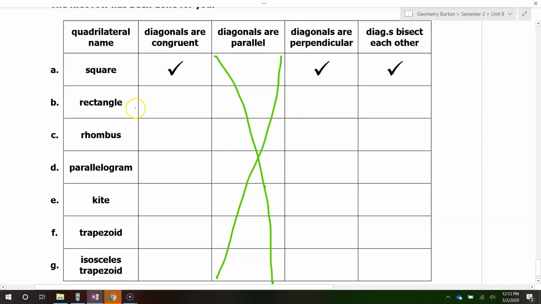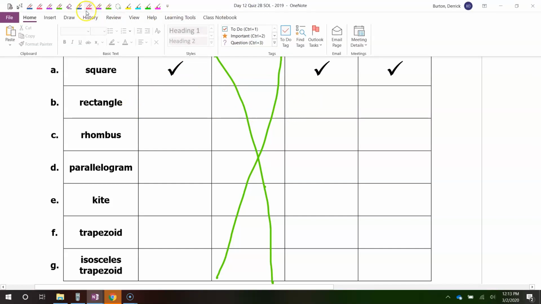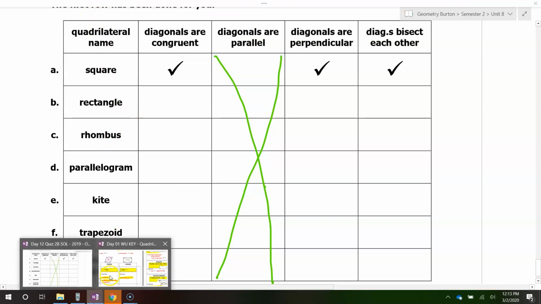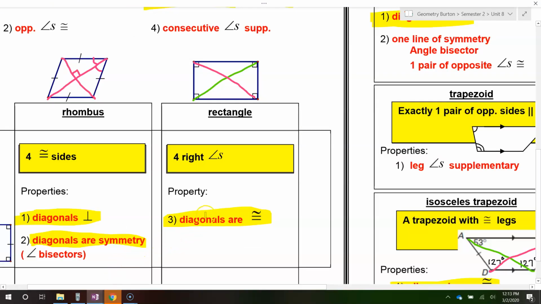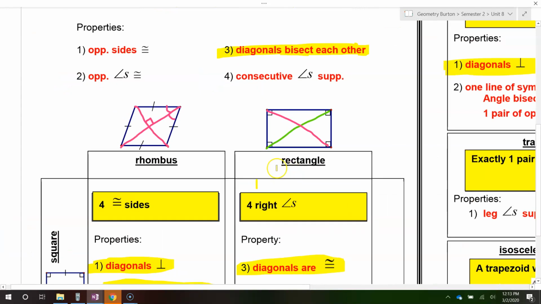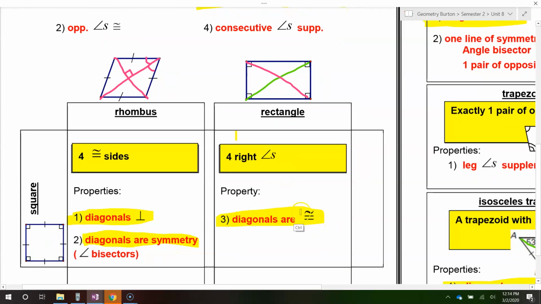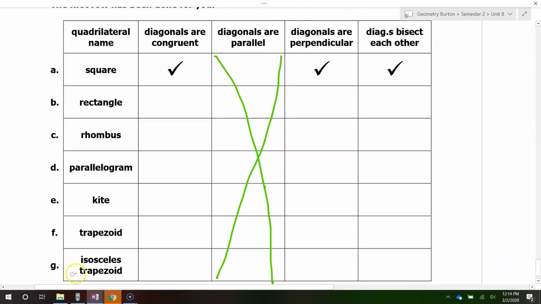Okay, so let's do rectangle. Let's pretend that we have this chart memorized. A rectangle, the diagonals are congruent, and we have the parallelogram one: the diagonals bisect each other. So that's it. The diagonals bisect each other, and the diagonals are congruent. But you have to memorize that. So diagonals congruent, diagonals bisect each other.